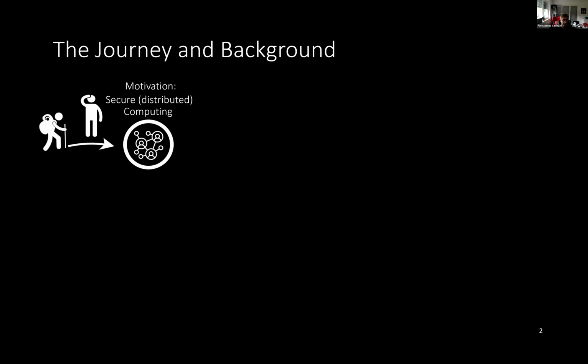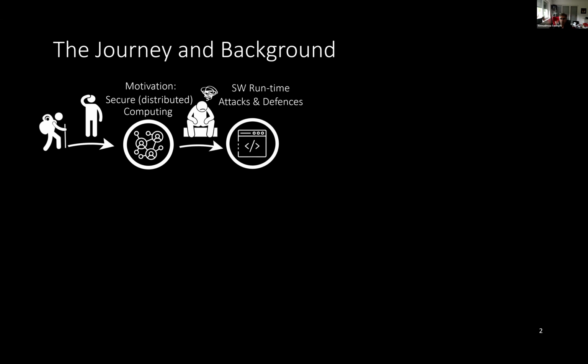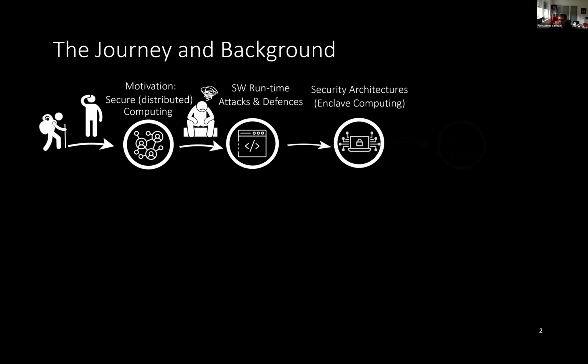My motivation always to do security research was secure distributed computing. And I thought that you can do it with cryptography. This is why I did my PhD in cryptography. And then I recognized that we have much bigger problems than cryptography, and those are runtime attacks and defenses in software. Afterwards, industry came up with the idea of trusted computing. Then security architectures and enclave computing emerged. So we looked into how we can secure software by using hardware-assisted security.